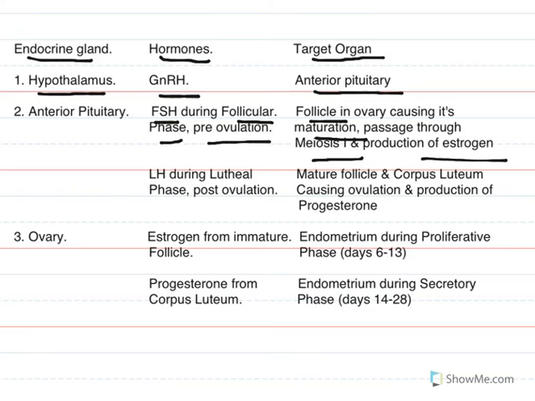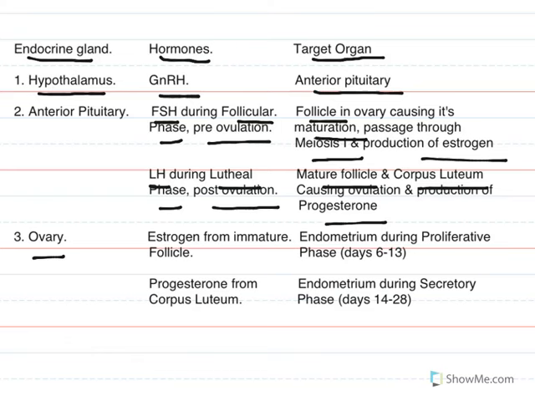The anterior pituitary also produces LH during the post-ovulation phase, called the luteal phase, and the LH is going to be affecting the mature follicle, causing ovulation to occur on day 14, and then it'll continue to affect the corpus luteum, which is the mature follicle after ovulation has occurred, causing it to produce progesterone.